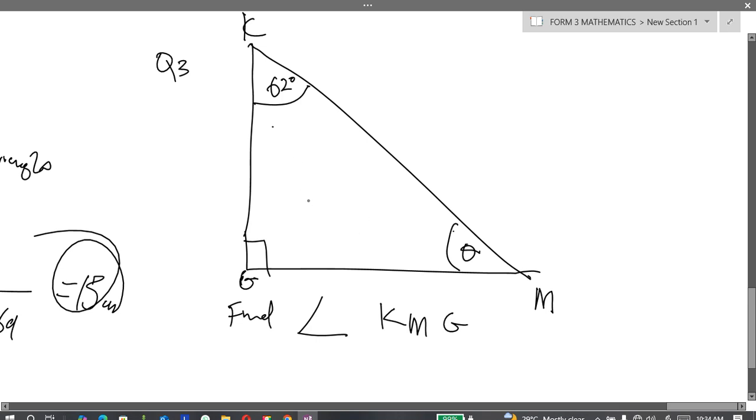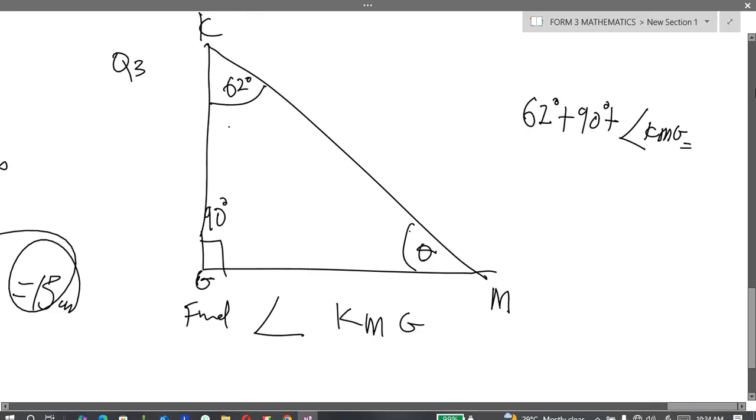This one is more like angles. You know, the total angle of a triangle is what? The total angle of a triangle is 180 degrees. And we have here 90 degrees already, but we don't know what this one is. So simply 62 degrees plus 90 degrees plus angle KMJ equals 180.